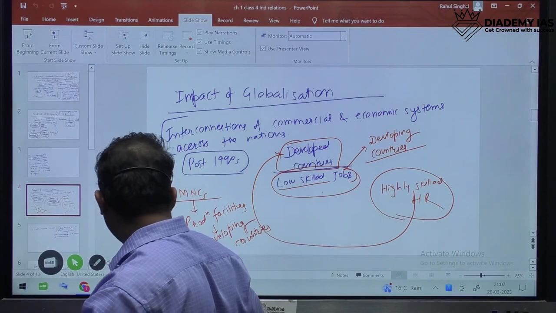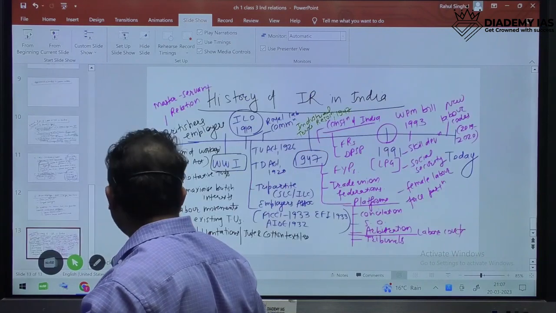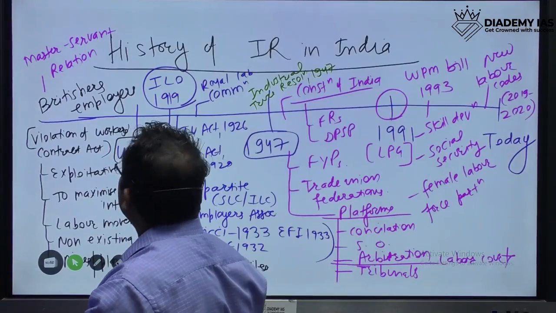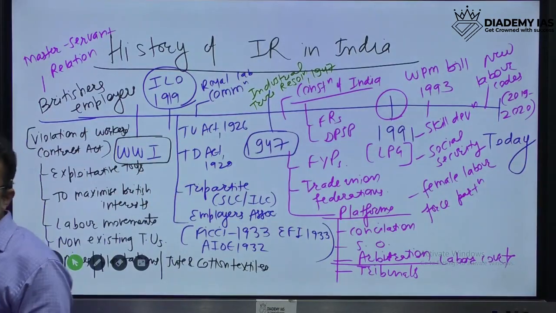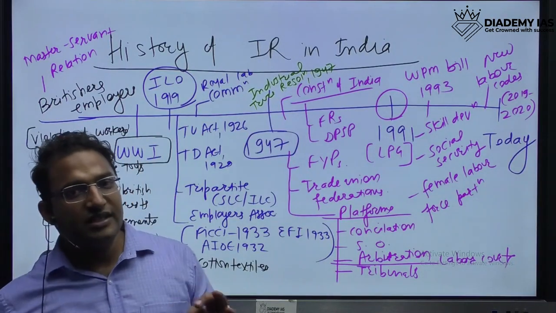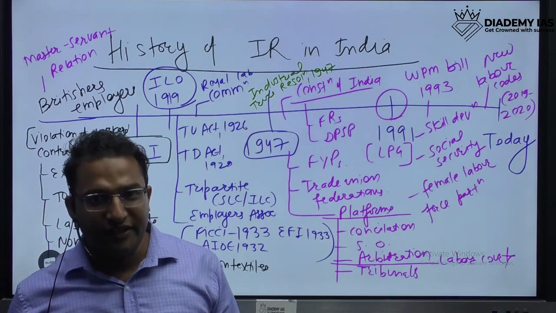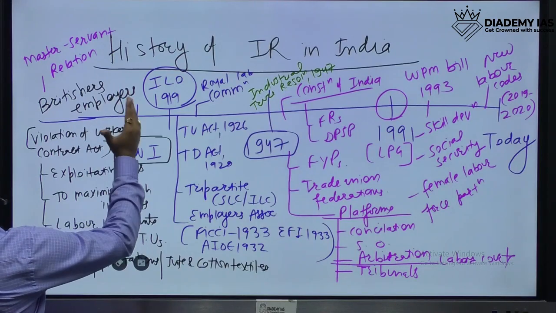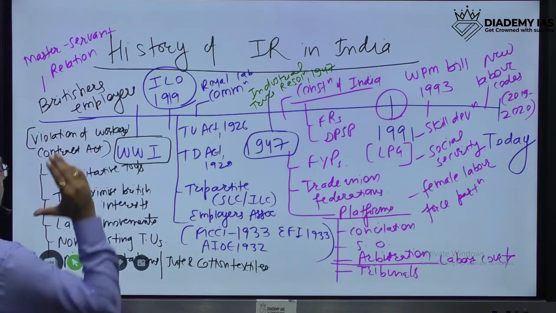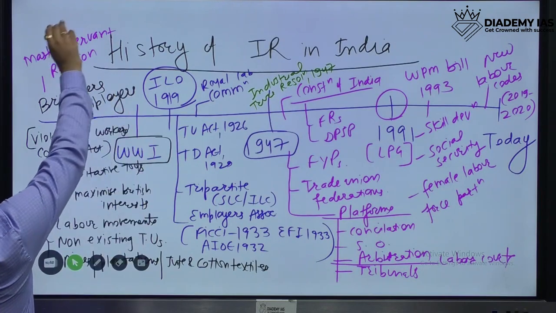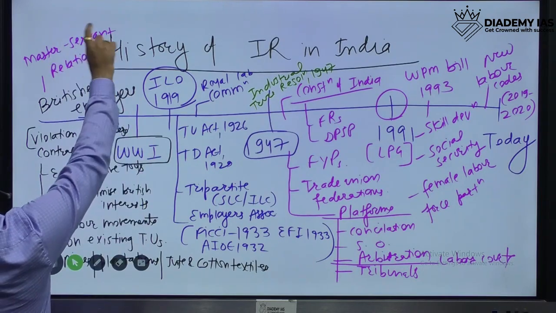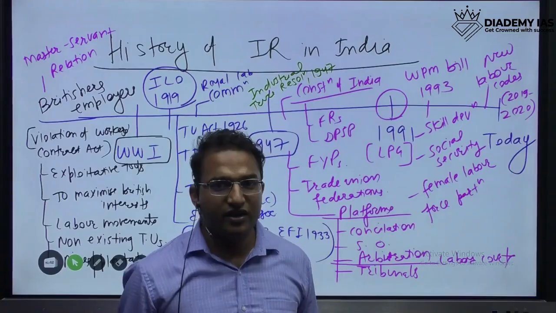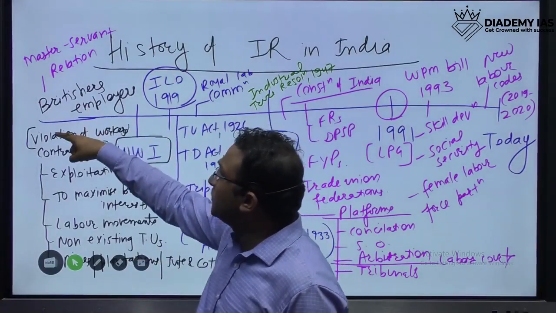Now let us study the history of IR. Okay, the evolution of IR in India. So this is the timeline of evolution of IR in India. Okay, so first is the first era we can trace back before World War I. So before World War I, there was master-servant relation, and most of the employers, they used to be the British employers.